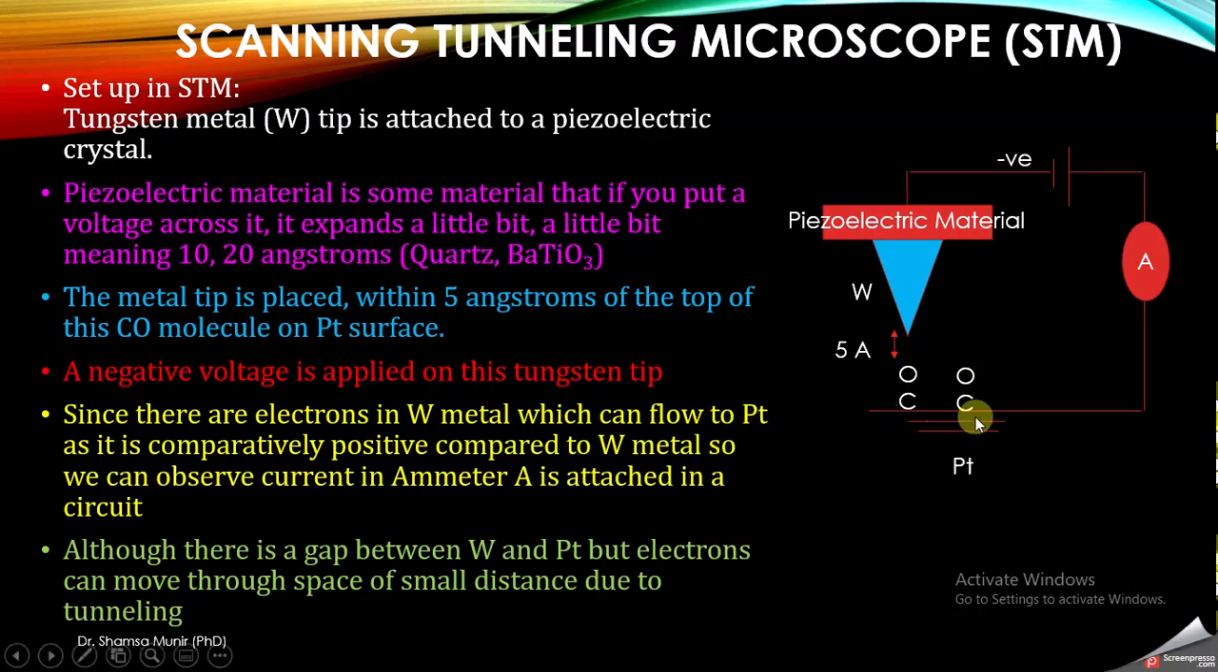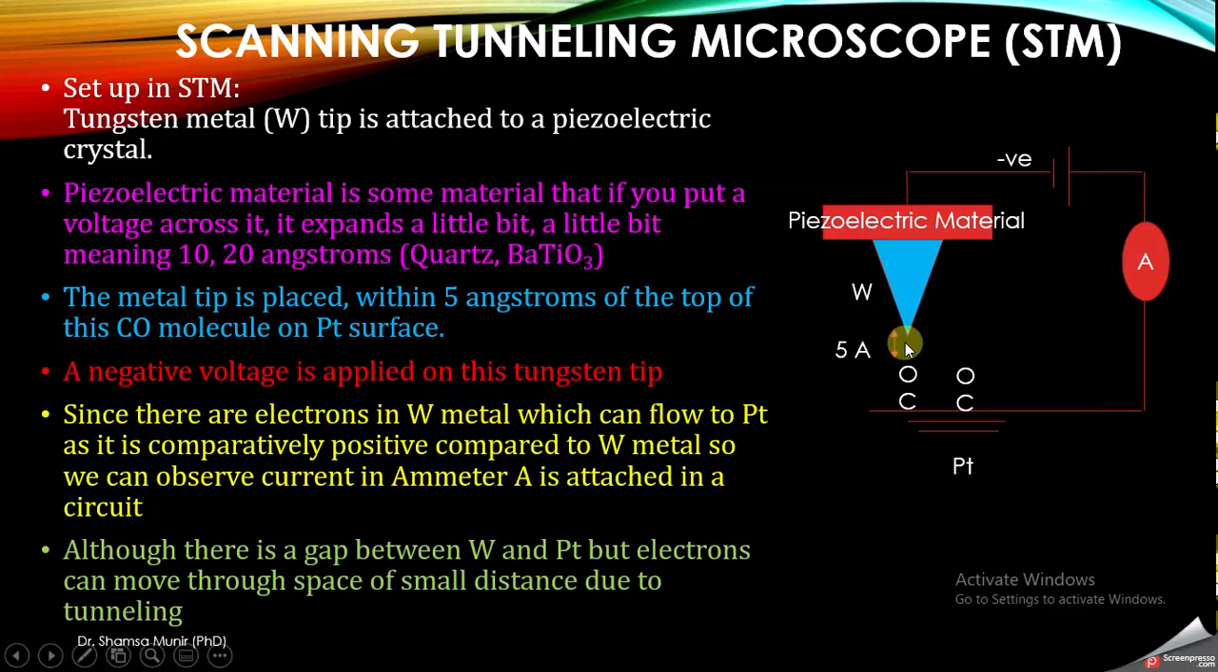Since this platinum is grounded, it means it's at a comparatively positive potential as compared to the tungsten metal. So these electrons want to go to the platinum surface, and if they travel from tungsten to the platinum surface, then the flow of electrons will happen, and the flow of electrons is called a current, which can be detected by the use of this emitter, which is connected in this circuit.